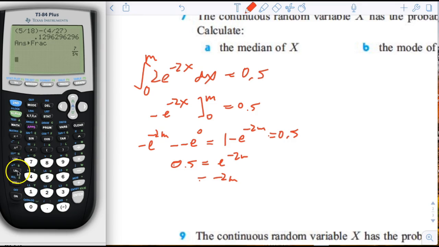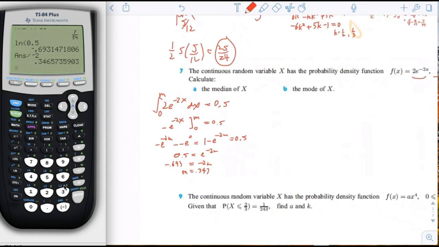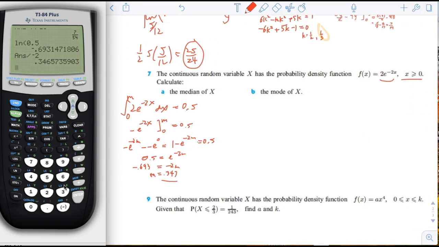So natural log of 0.5 is negative 0.693. Right? Okay, and so then we divide both sides by -2, and that gives us 0.347. So m is equal to 0.347. Okay, so that's the answer to A.